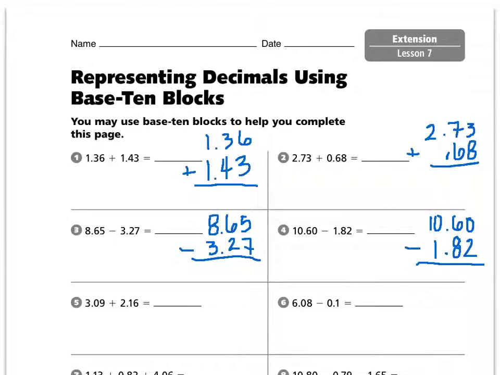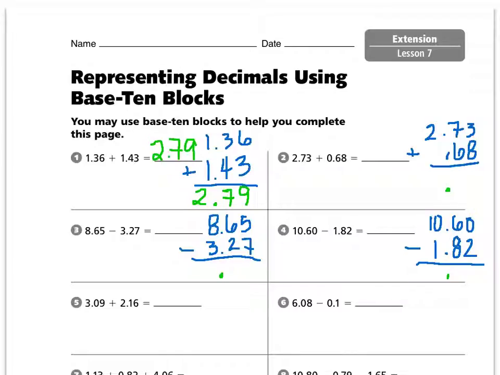So I've set up problems 1 through 4, and I have 1 and 36 hundredths plus 1 and 43 hundredths. Now when you're going to add or subtract, the decimal comes straight down. So I'm going to do that on all of them right now. And then I know that I'm going to start with the farthest column to the right. So 6 plus 3 is 9, 3 plus 4 is 7, and 1 plus 1 is 2. So my answer is 2 and 79 hundredths.